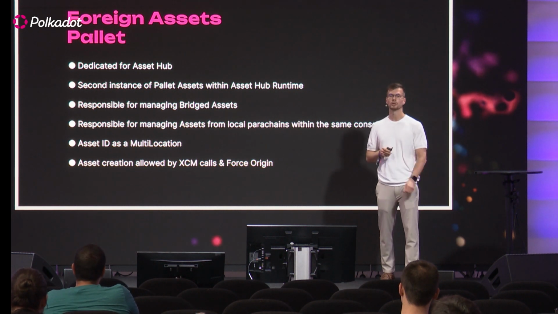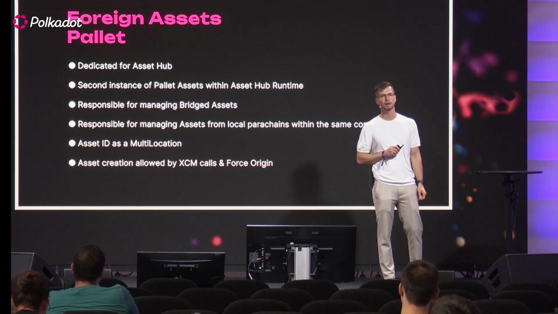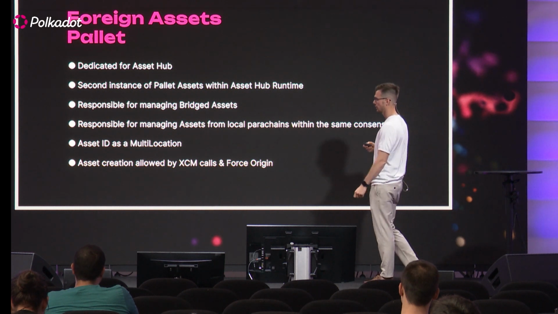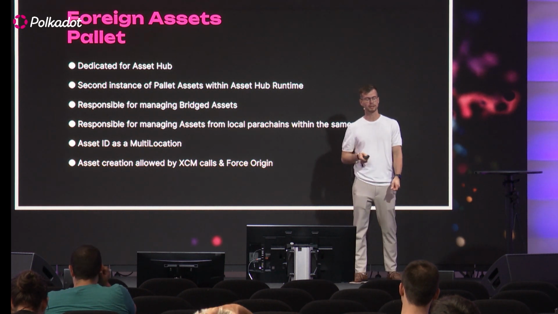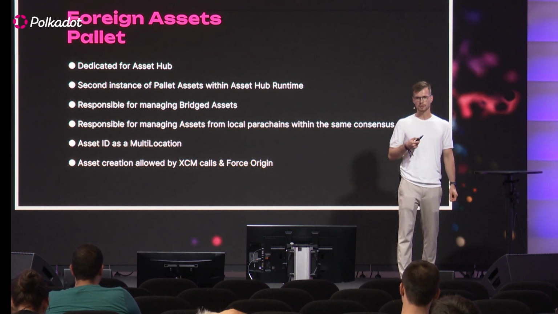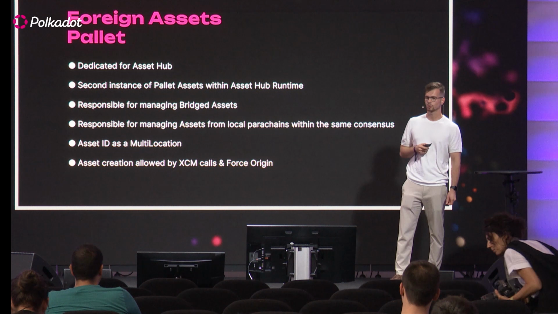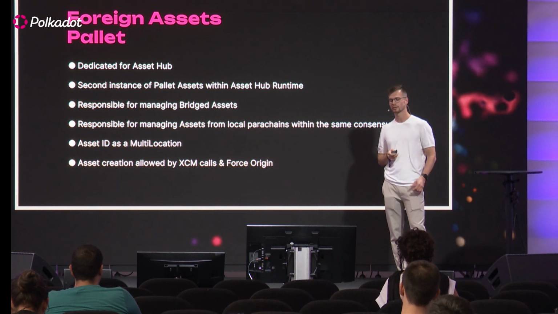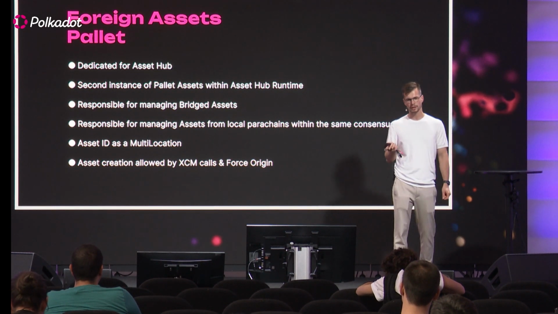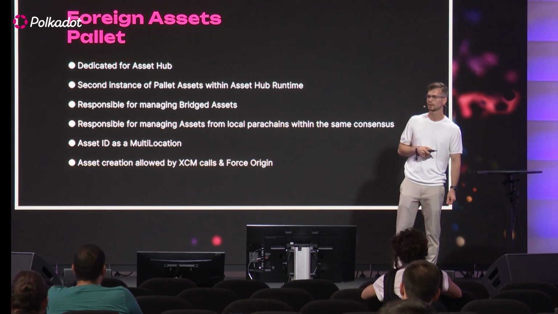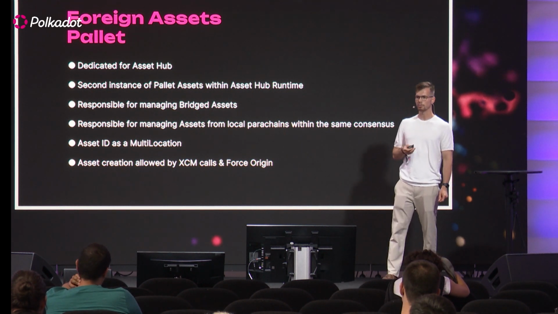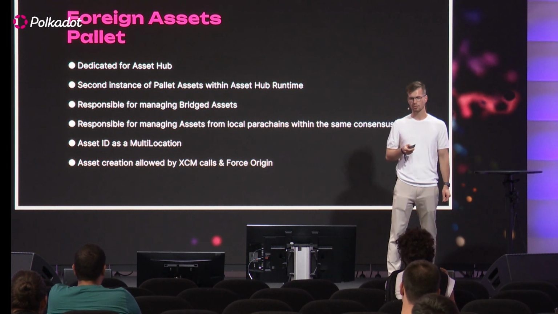The main difference between foreign asset pallet and the asset pallet is that we identify assets within foreign asset pallet by the multi-location. So all of the wrapped assets that exist within foreign asset pallet point to the origin assets that they are representing. The second difference in configuration is that wrapped assets within foreign asset pallet can be created only by XCM calls and some on-chain governance.